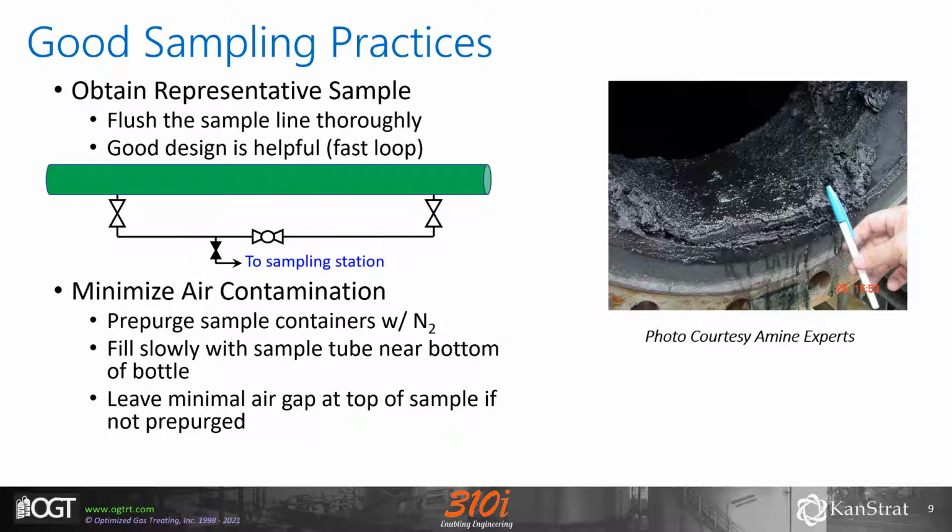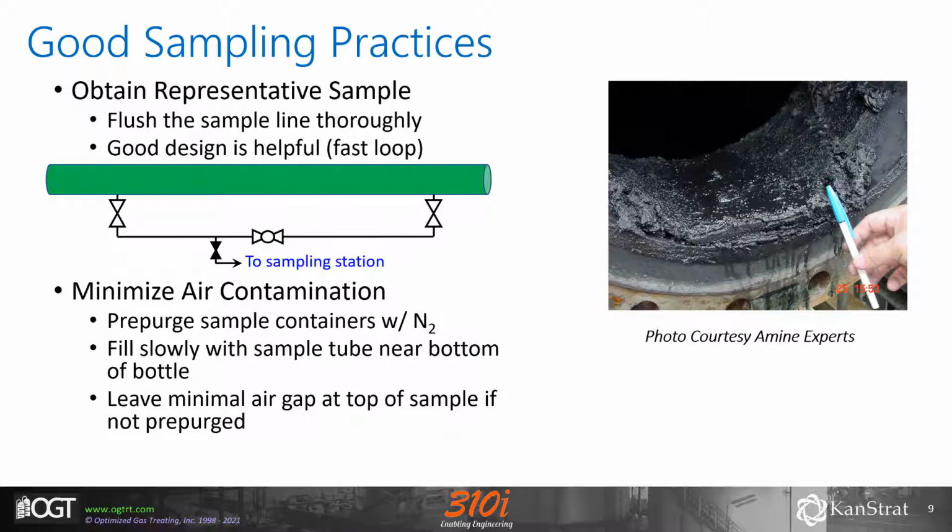We advocate using a fast loop system. In the image here, these valves are open and you have a needle valve where you're keeping sample through this fast loop and flushed. The idea there is that when you need to sample, you've got a clean spot to grab from. You need to minimize air contamination, especially with H2S.